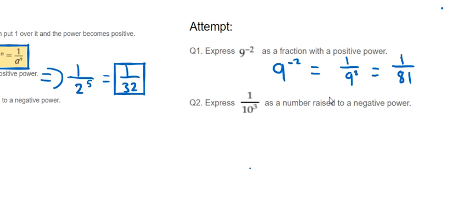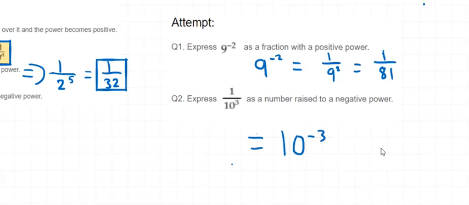Express 1 over 10 to the power of 3 as a number raised to a negative power. Again, if you're taking this and putting it back above the line, the power changes and becomes negative. So it's 10 to the power of minus 3. So 10 to the power of minus 3 is the same thing as 1 over 10 to the power of 3.